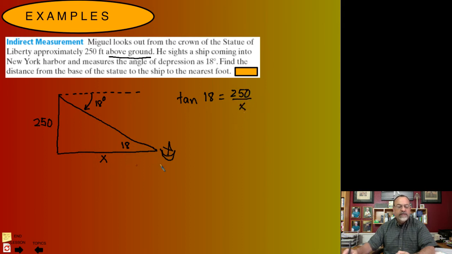Now, some of you might be wondering, well, how is it going to be any different than if I put the 18 in here? Well, if I put the 18 in here, I still have tangent of 18, but this ratio would be reversed. The opposite side would be x, and the adjacent side would be 250, and you can see that that is not going to give me the same answer as 250 over x. So it's important that we get those in the right place. And then you would go ahead and round that off to the nearest foot once you calculated it.